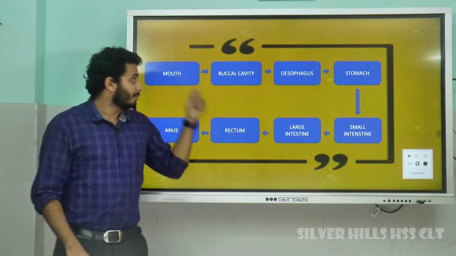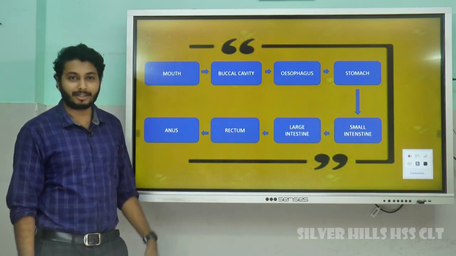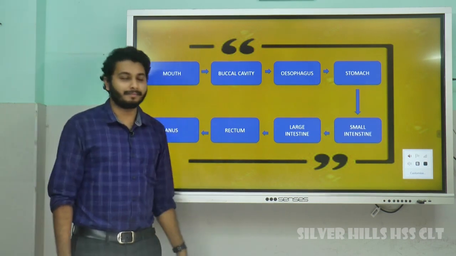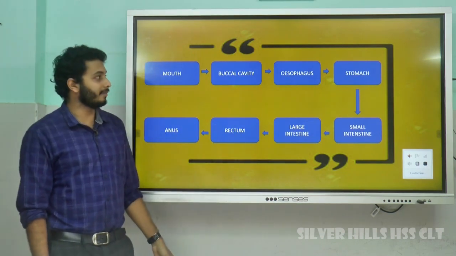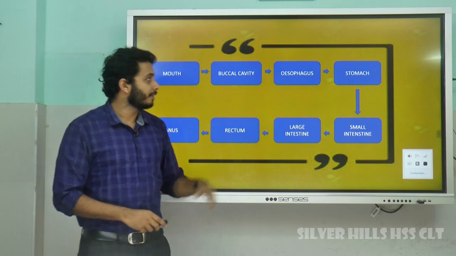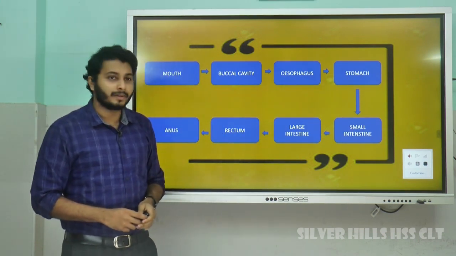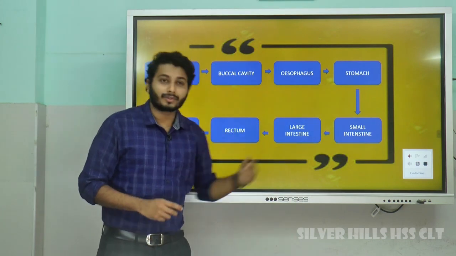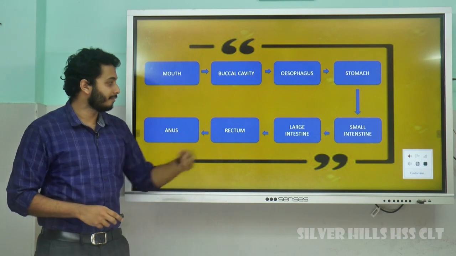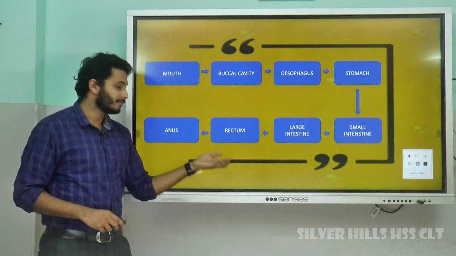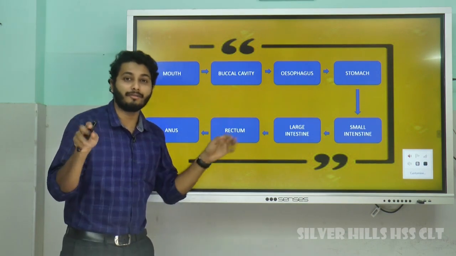The digestive system starts in mouth. From mouth the food moves to buccal cavity or oral cavity. From there it leads to esophagus, also called food pipe. From esophagus the food moves to stomach. From stomach to small intestine, from small intestine to large intestine, from large intestine to rectum, and from rectum to anus. So this is the pathway of the food.